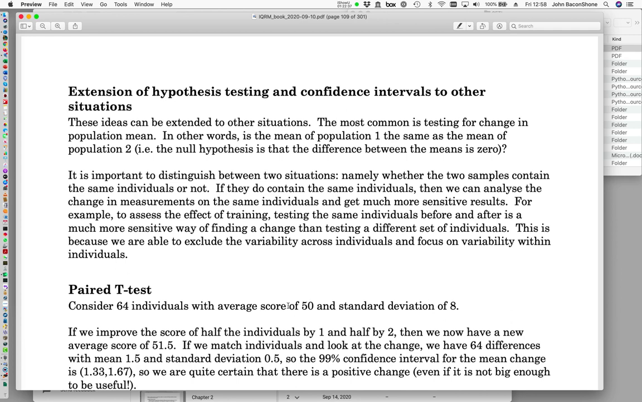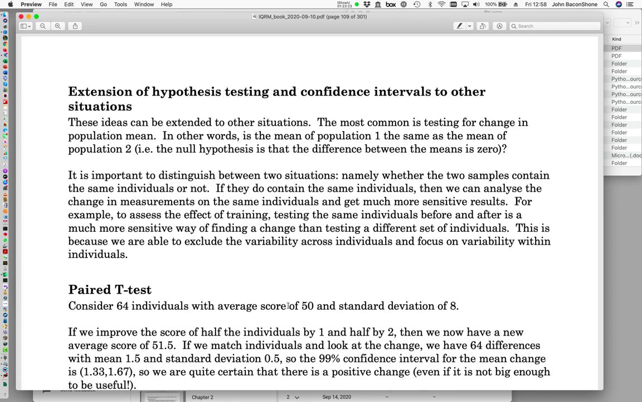Let's say we had 64 individuals with an average score of 50 and a standard deviation of 8. If we improve the score of half the individuals by 1 and half by 2, we now have a new average score of 51.5. If we match the individuals and look at the change, we have 64 differences with an average change of 1.5 and a standard deviation of 0.5. If we calculate the 99% confidence interval for this mean change, it turns out to be roughly 1.3 to 1.7. So we're quite certain that there is a positive change, even if it's not big enough to be useful.